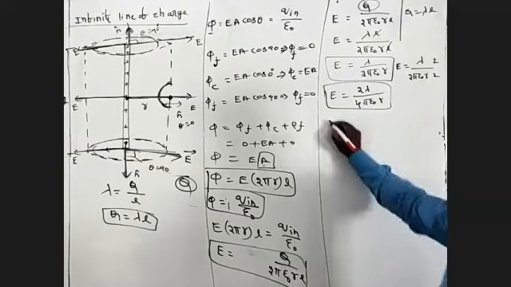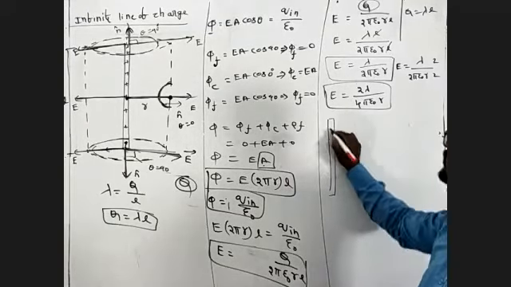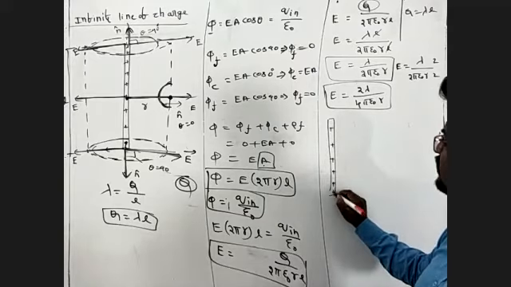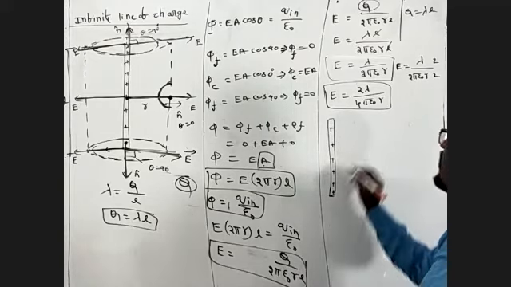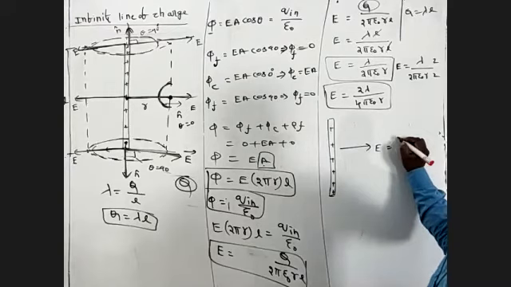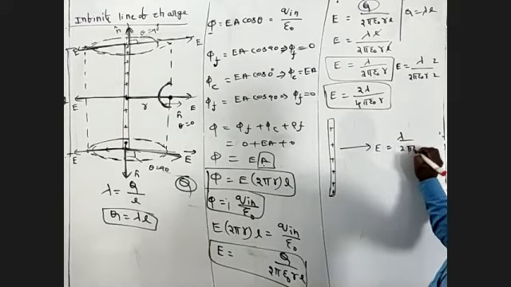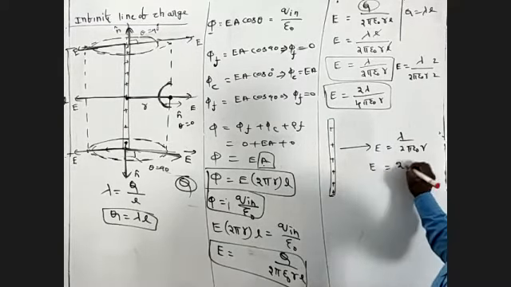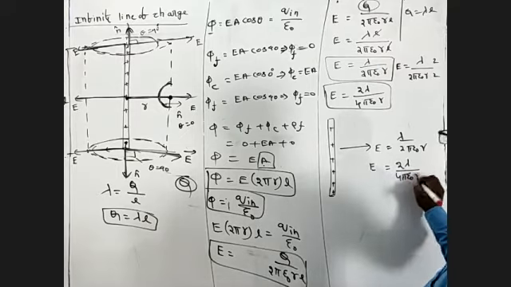Now this is a positive plate. This is a wire, the wire having the positive charge. The direction of electric field is outward. So the formula is E is equal to lambda by 2 pi epsilon naught r, or E is equal to 2 lambda by 4 pi epsilon naught r.